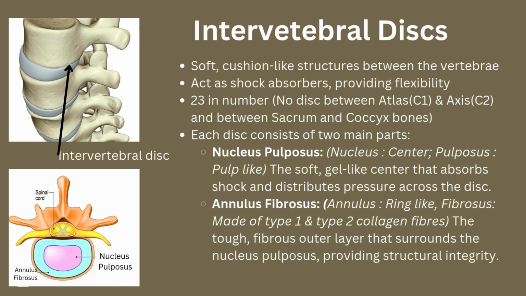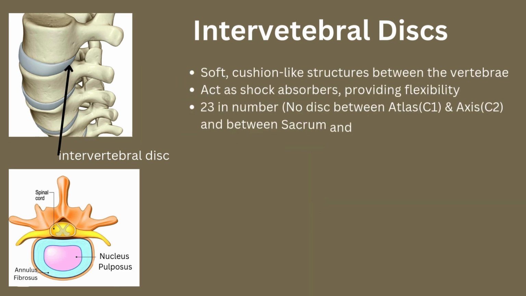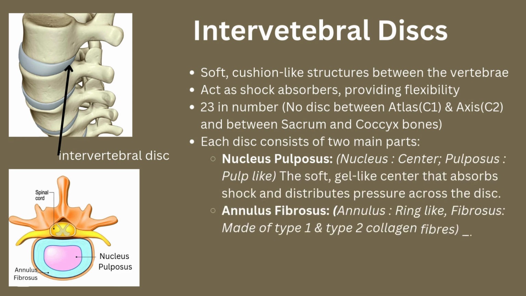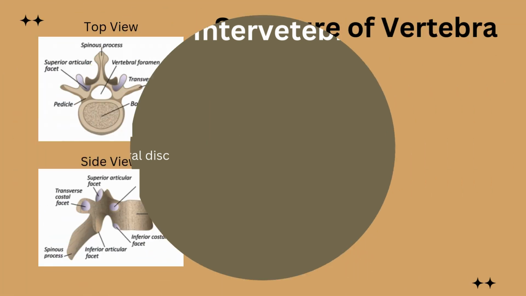nucleus meaning center and pulposus meaning pulp-like, which is a soft gel-like center. This absorbs the shock and then it distributes the pressure. And the outer part, which is the annulus fibrosus, coming from the Latin word annulus meaning ring-like and fibrosus meaning fibrous. This is a tough fibrous outer layer which is made up of collagen fibers, and it provides structural integrity and holds the nucleus pulposus in place.